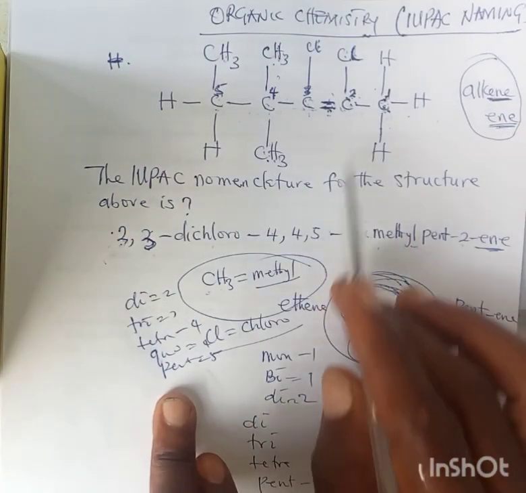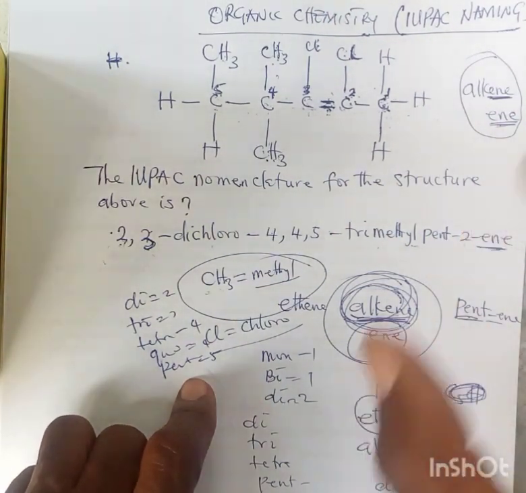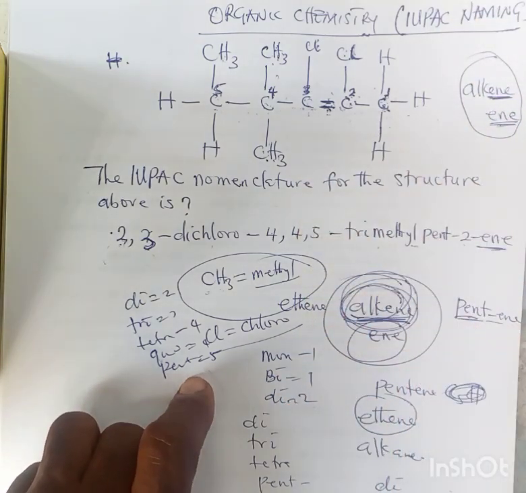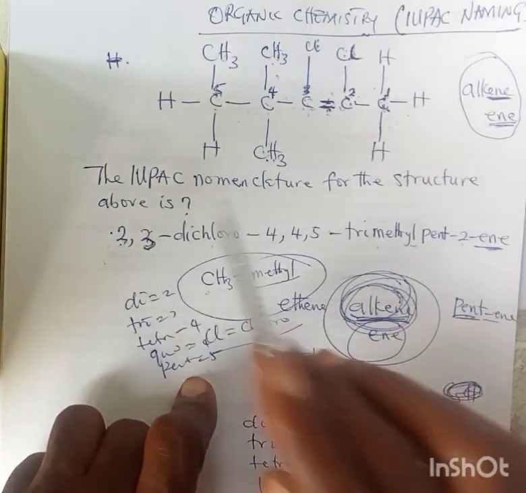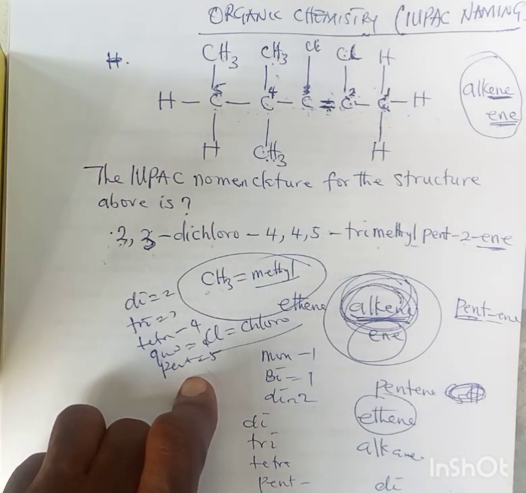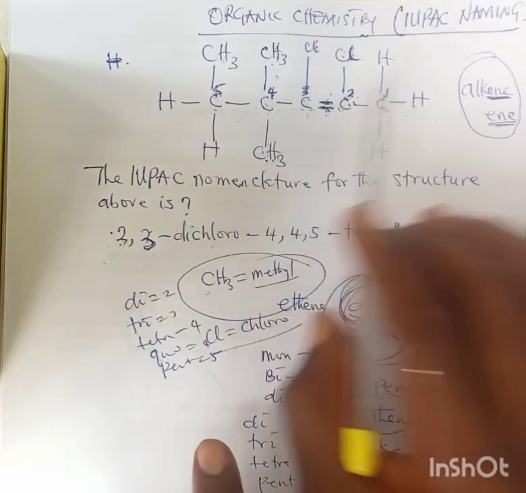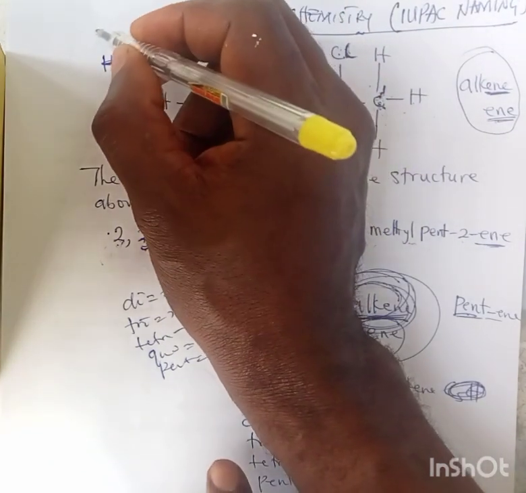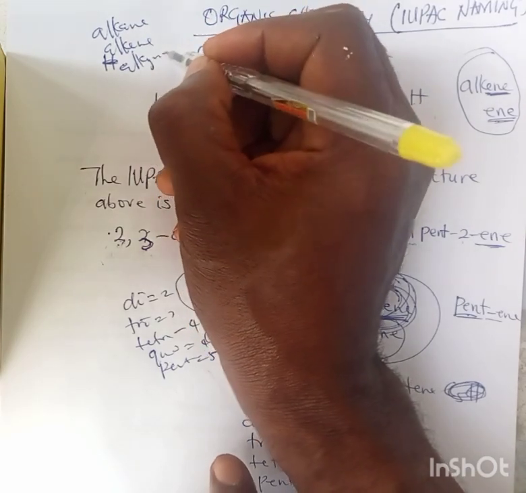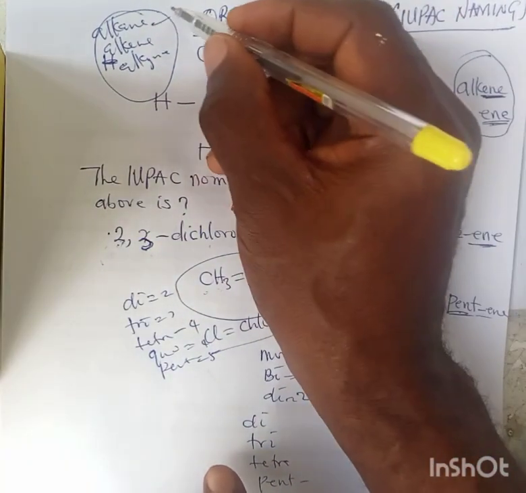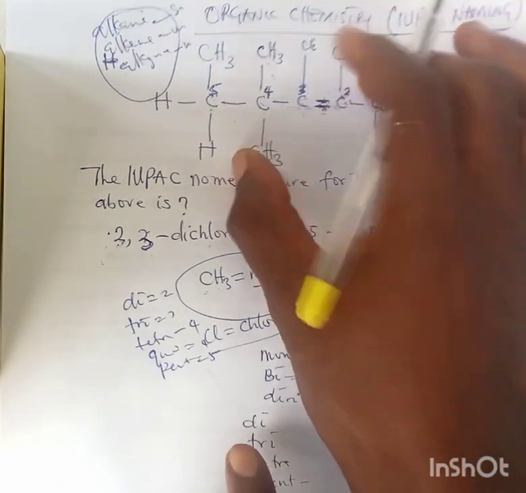If you have any question regarding the naming of this IUPAC nomenclature, ask in the comment section, because this simply means 2,3-dichloro-4,4,5-trimethylpent-2-ene. Naming this structure is very simple, we just need to understand the principle involved. You know that we have the hydrocarbons: the alkane, the alkyne, the alkene. These families have different properties. One is a saturated hydrocarbon and one is an unsaturated hydrocarbon. This compound, this structure, is unsaturated.